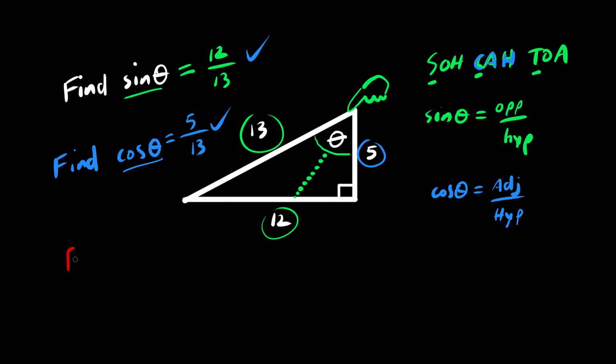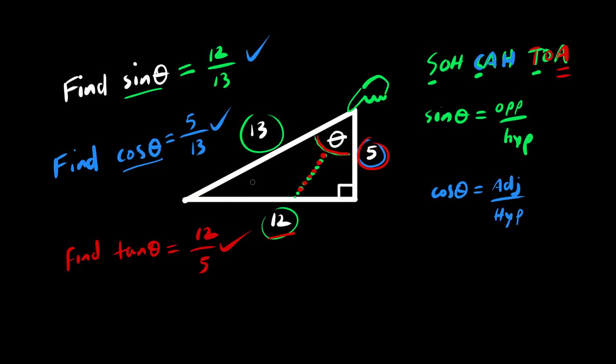Now, can you find tan theta? Tan theta is equal to opposite over adjacent. So let's just attack this right away. Tan theta is equal to opposite, which happens to be 12, over the hypotenuse. Sorry, it's over the adjacent. So tan theta is opposite over adjacent, TOA, which is 5. There we go, we got it.